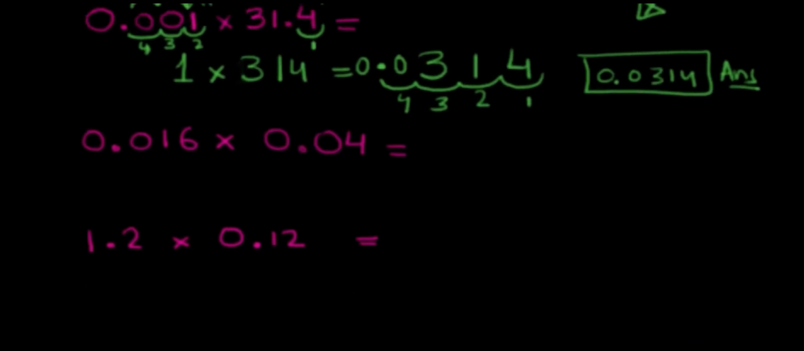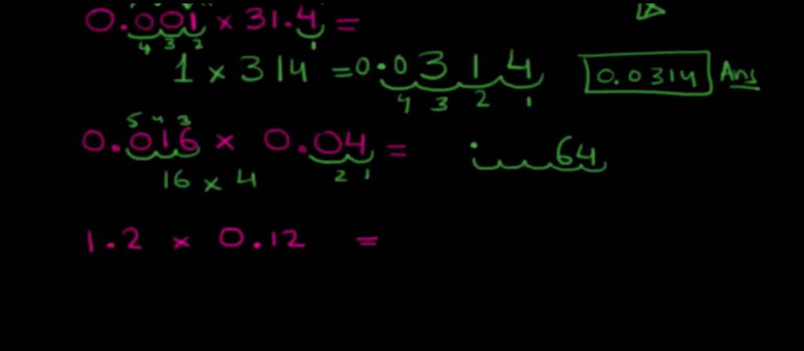The next one. Again, I'm going to ignore the decimal. 16 times 4, we've done the table of 4, so we know it's a 64. And then I count the number of decimal places, 1, 2, so I've got 2 decimal places here, 3, 4, 5, 3 more decimal places here, so I've got a total of 5. So I move back 5 decimal places. I put the decimal here, naturally 0 comes in the beginning, and 0 fills in the places that are empty as well. So I've got 0.00064, that's my answer.